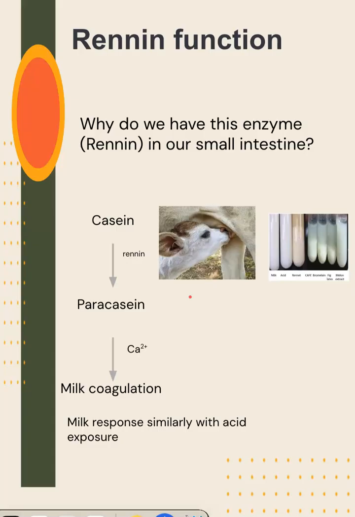Why do we have this enzyme? Well, this enzyme is able to convert a certain substrate found in milk, the casein, into paracasein, and eventually it can solidify the milk so that the milk can remain longer in the stomach. Why do you think this occurs in mammals? Well, mammals' young rely on this milk in order to gain nutrients and grow.